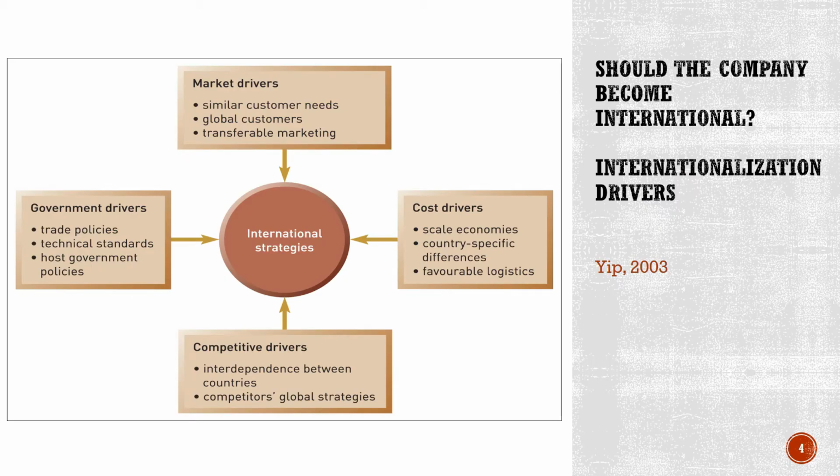Should the company become international? Companies internationalize because of several reasons. The GIBS model proposes that these reasons can be classified into 4 categories: market, cost, government, and competitive drivers. Even if the main reason is usually to achieve growth, competitive issues frequently force companies to go abroad, such as learning and arbitrage. Also, the need to reduce costs and profit on trade policies are important.